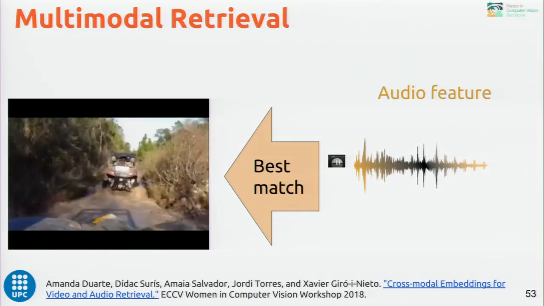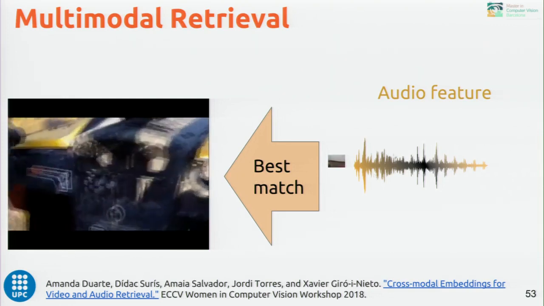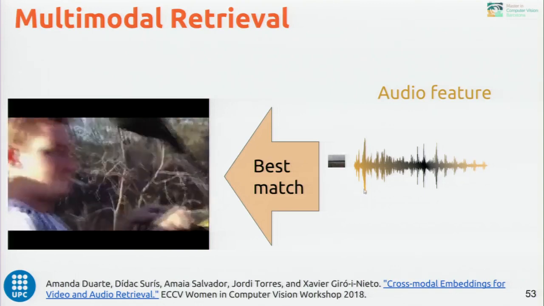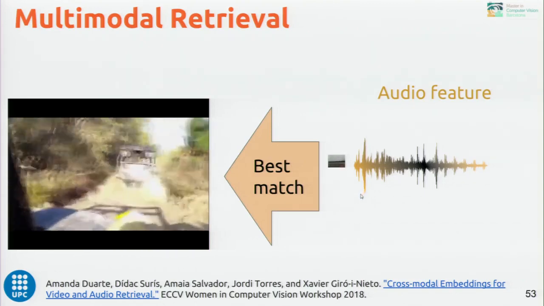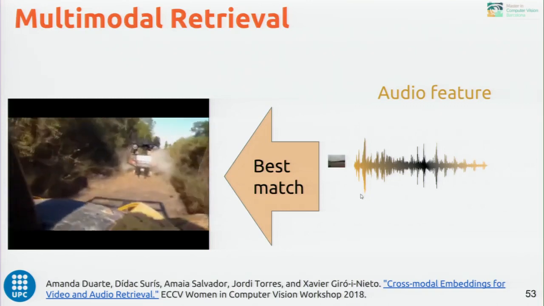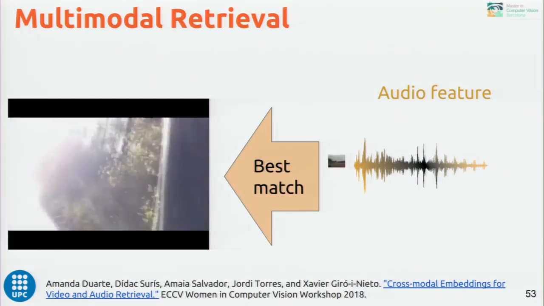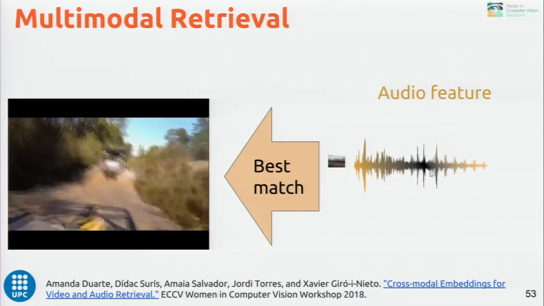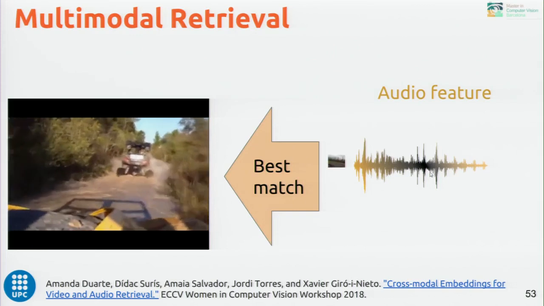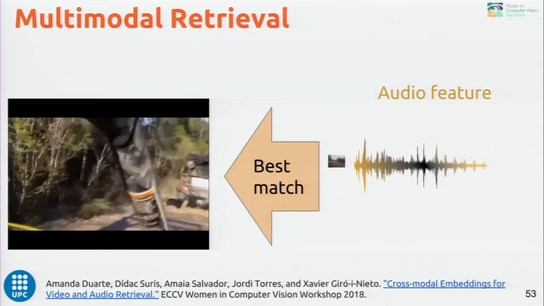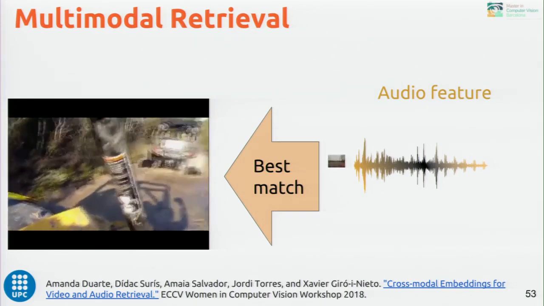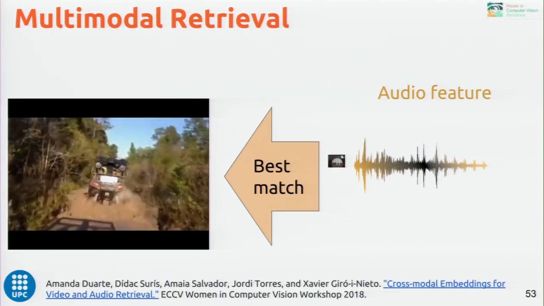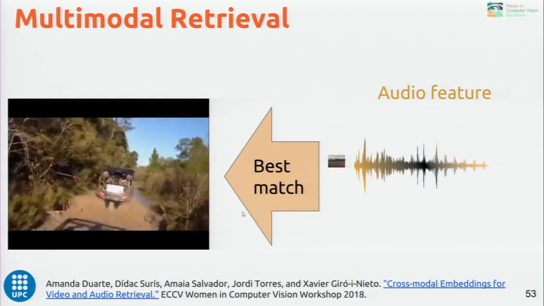We train a neural network based on the audio from this video that you don't see. We retrieve a video whose representation best matches the one that we extract from audio. So we have the audio, we feed it into a network that gives us a representation. Then we have a large dataset of many videos, each of them with its representation, and we find the best match.